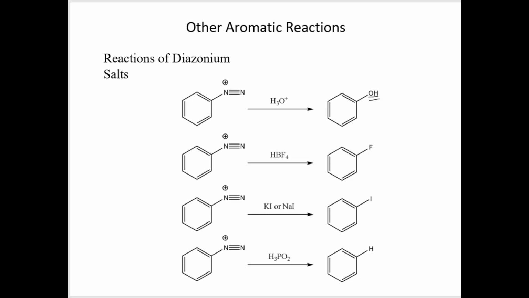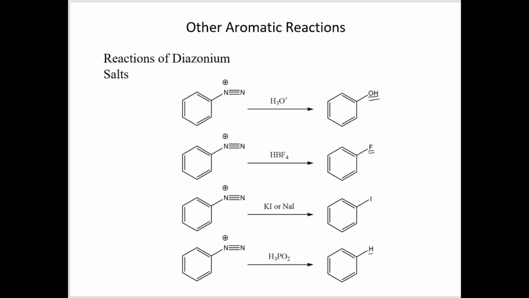You could take that diazonium salt and react it with HBF4 and put a fluorine on the ring. I think Prozac is one of the drugs that has fluorine on the benzene ring. Lots of important molecules have fluorine on the benzene ring. This is the way you can put it on there, through the diazonium salt. You could put an iodine on the ring using potassium iodide or sodium iodide with the diazonium. And you can actually take the diazonium salt and replace it with a hydrogen with H3PO2.